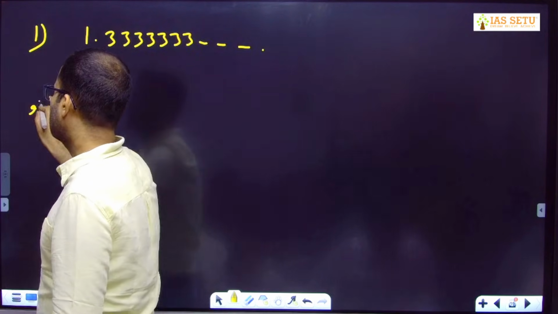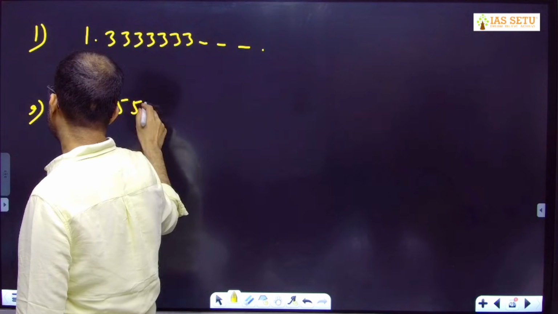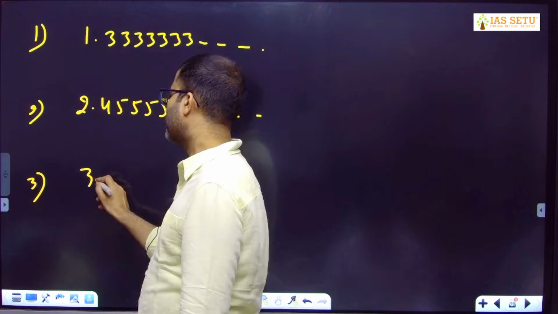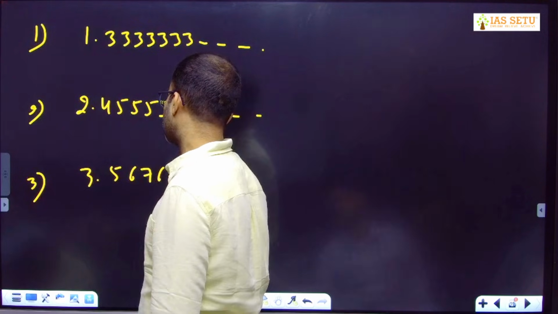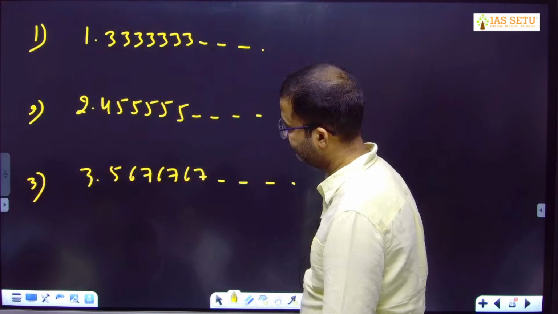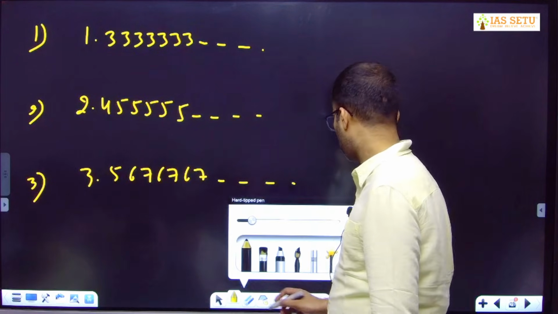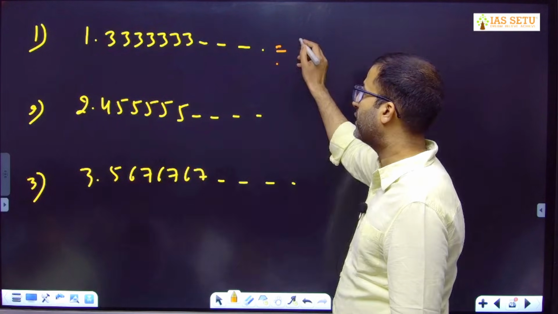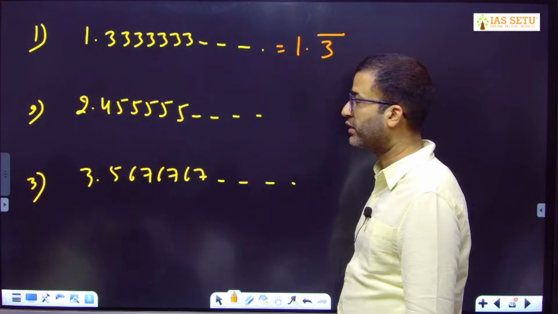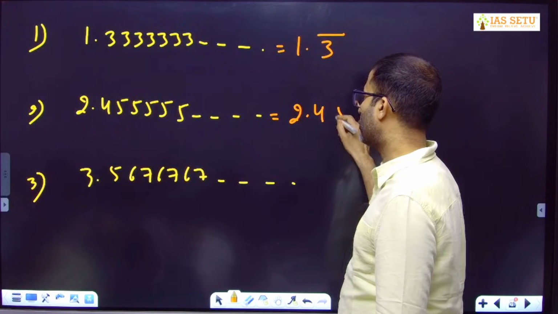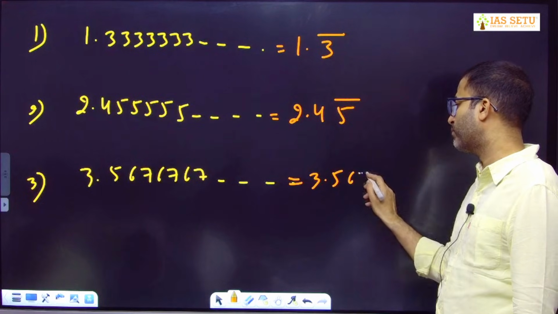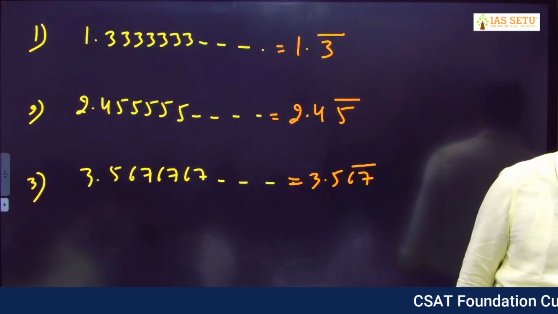1.333333. Second question, 2.45555555. Third question, 3.5676767. Let's do the first 3. Now here first we write it is 1 point 3 bar, because this 3 reoccurs again and again. Second question, 2.4 bar on 5. 5 reoccurs again and again. Next question is 3.5 bar on 67. This 67 reoccurs again and again.